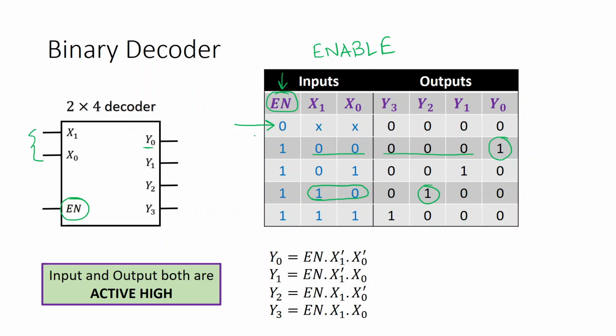So only when your enable is activated, or enable is high, here enable is also active high. Whenever enable is activated, then the decoder will start working as it is supposed to work. That means it will look at what its input combination now is, and the corresponding output will become activated. That is what the table says, if you look at the table carefully.